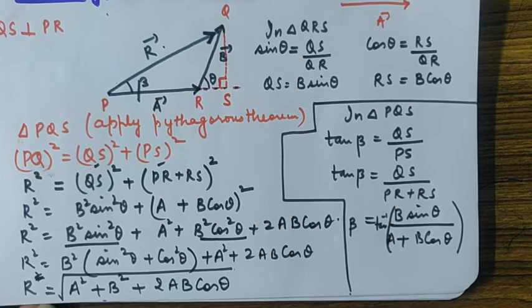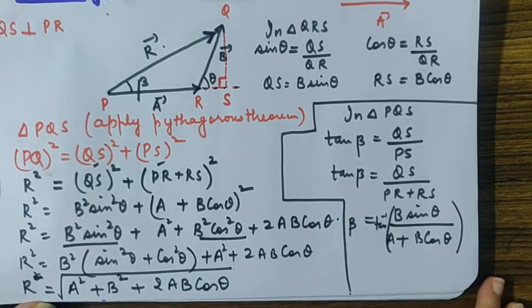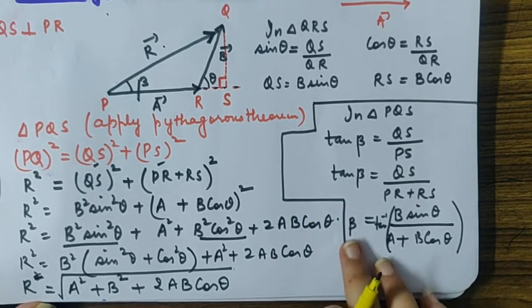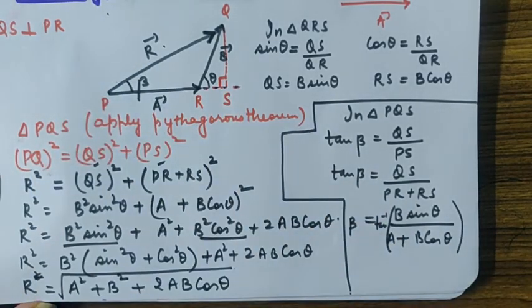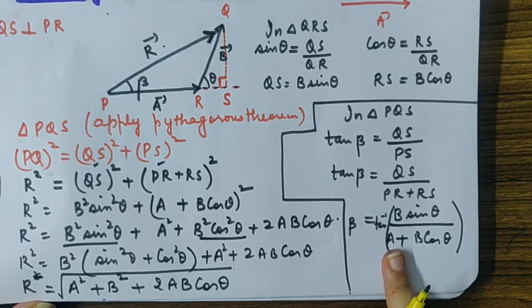So I'll give these directions, I'll find out beta if I need to find out where the R vector is. R vector's magnitude could be found out by this method and its direction can be found out by this method. So this was the topic for today.